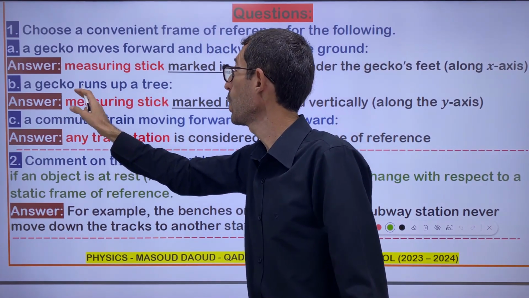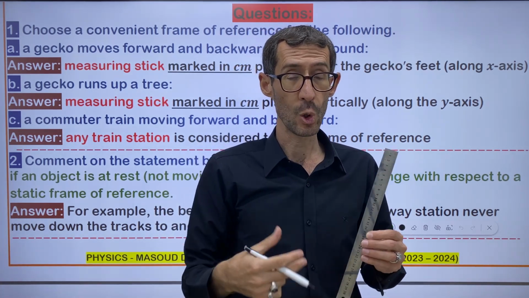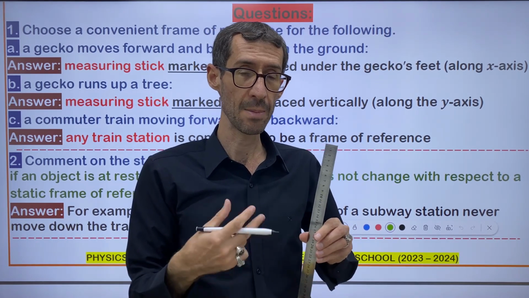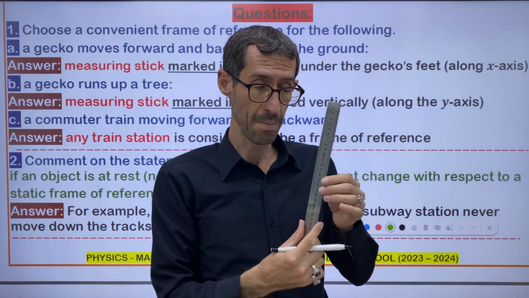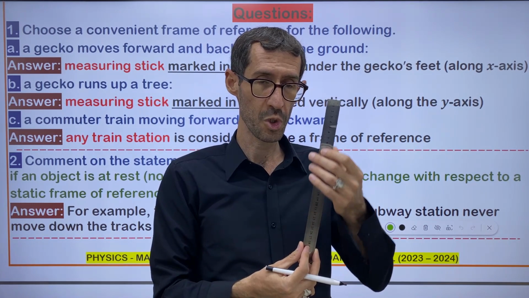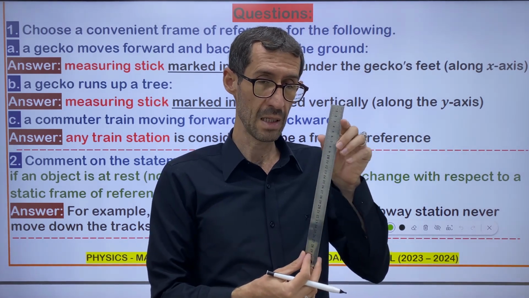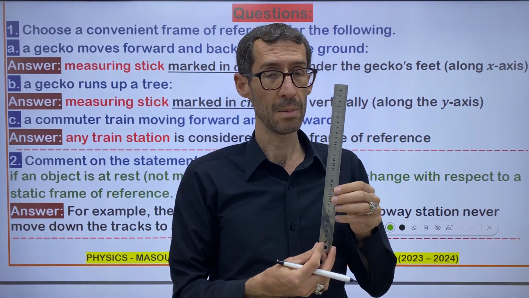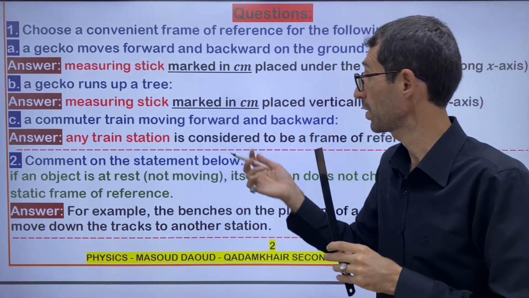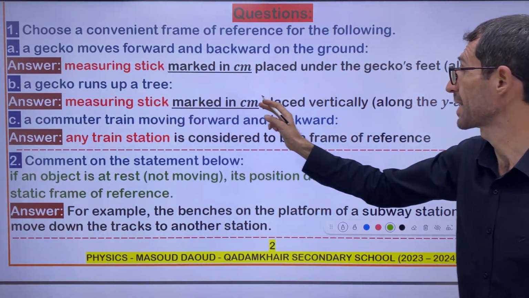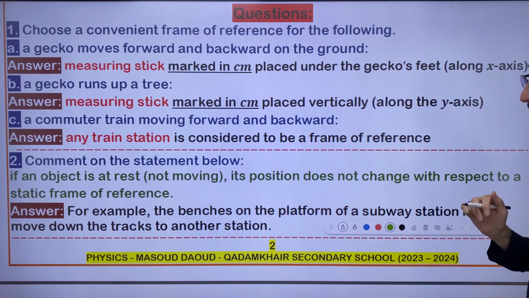B, a gecko runs up a tree. The gecko runs up vertically, climbing a tree trunk. In this situation, you can use the same frame of reference, but you have to change its position. You have to say a measuring stick marked in centimeters, placed vertically along the y-axis. This is the answer.